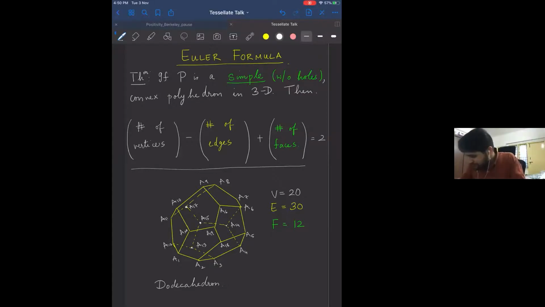In this picture that I've drawn, the vertices are 20, the edges are 30, and the faces are 12. So if you calculate this, hopefully I have this correct. Right, so that's 32 minus 30, so that's 2. Okay.